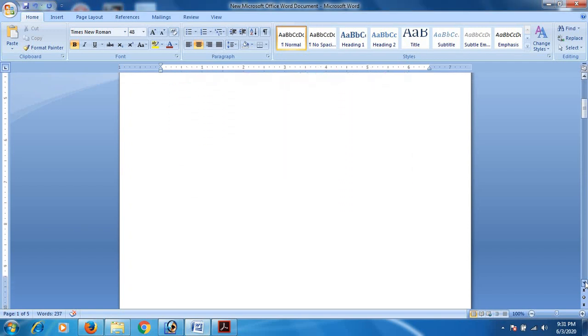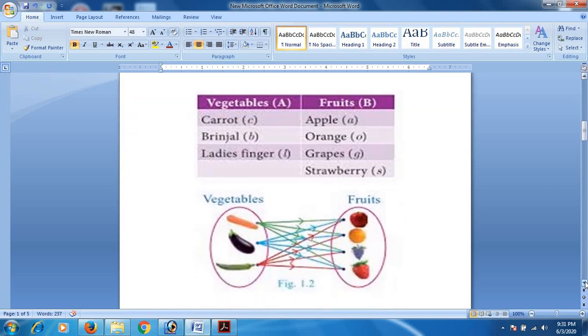Dear students, today we are going to see Cartesian product. So let us see this picture. There are some vegetables and fruits. Let us assume vegetables are set A, fruits are set B. In set A, we have vegetables carrot, brinjal, lady's finger. In set B, there are fruits apple, orange, grapes and strawberry.